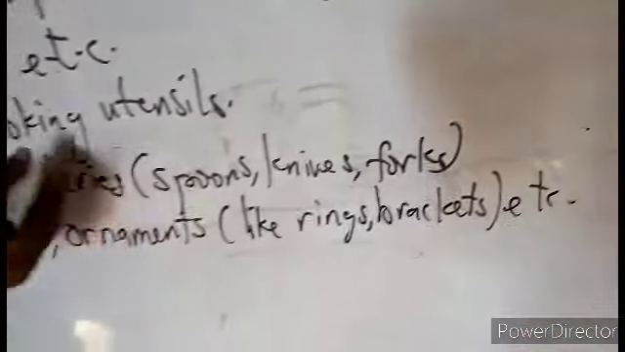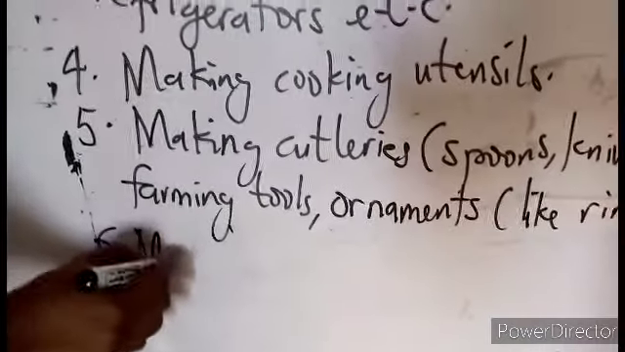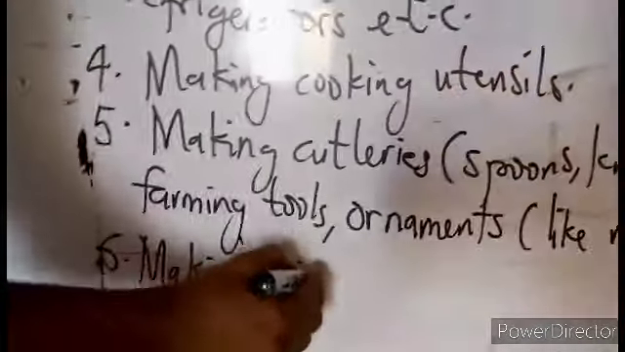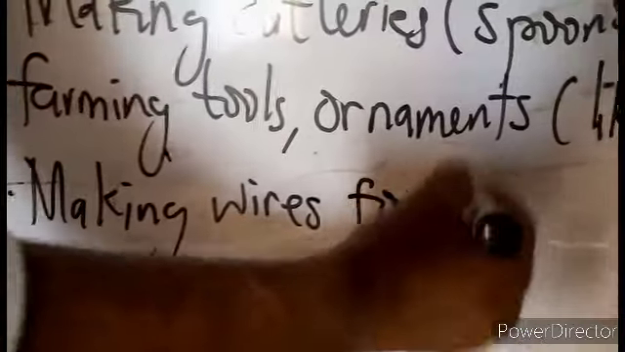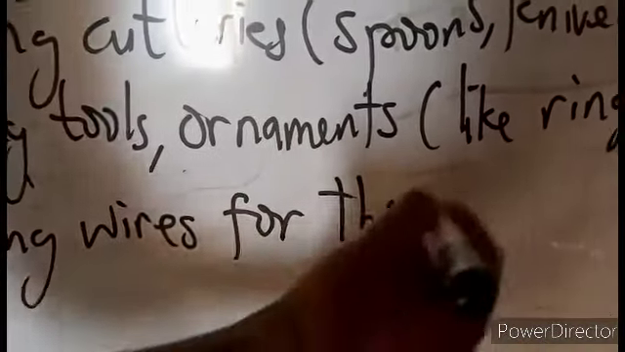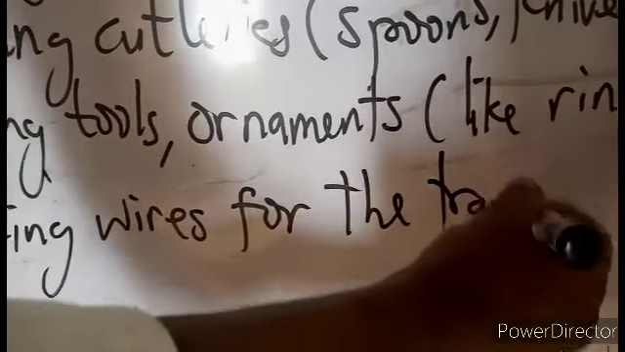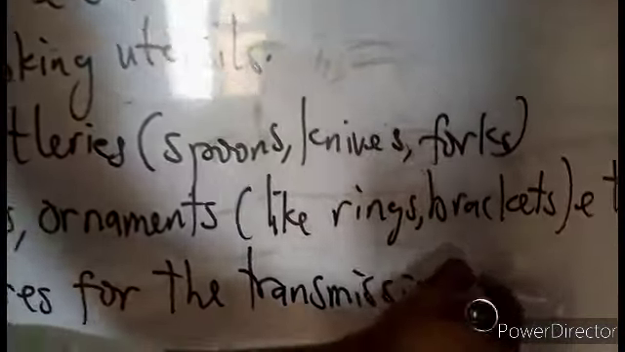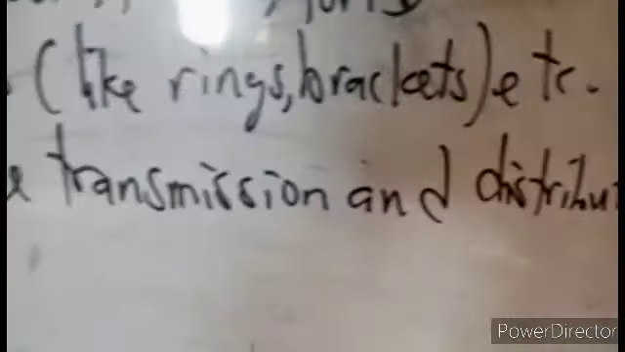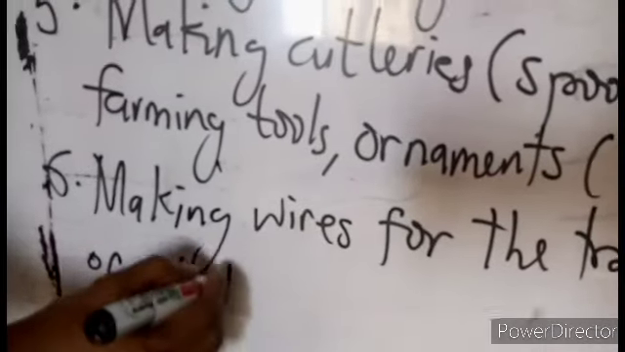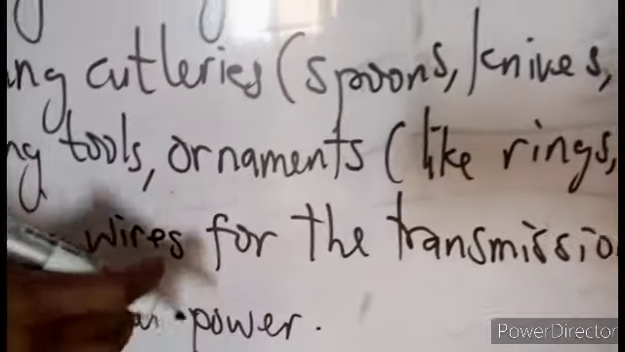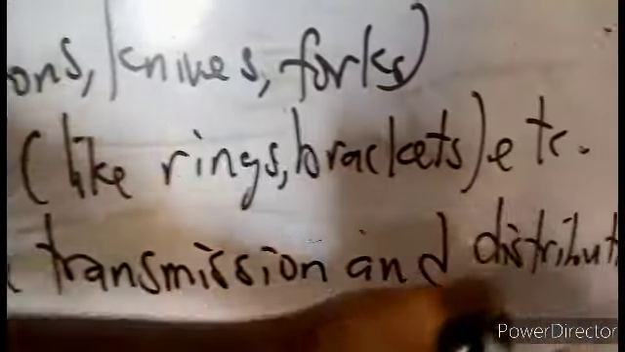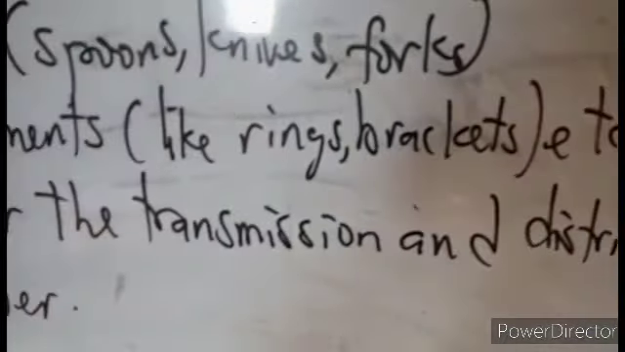Metals are also used for making wires. The wires used to run into your building for connecting power supply. They use metal for making wires for the transmission and distribution of electrical power. So we use metal to make the wires for distributing power and transmitting power to your house. Of course, you know what I'm talking about when I talk about wire.